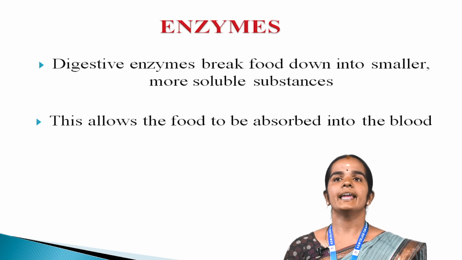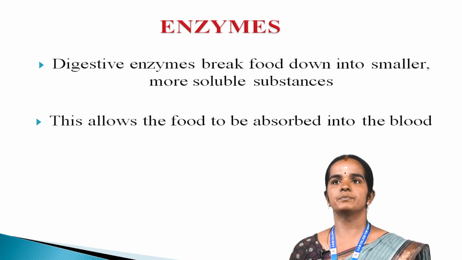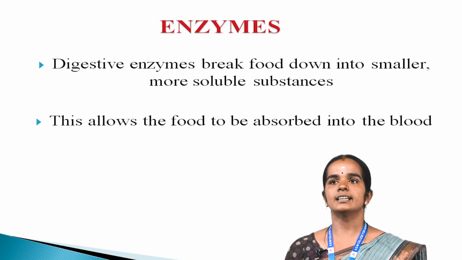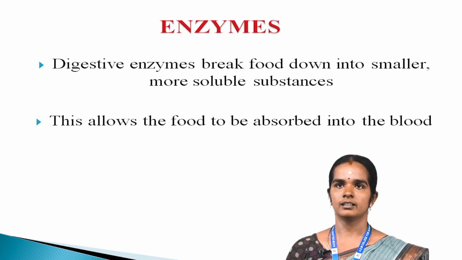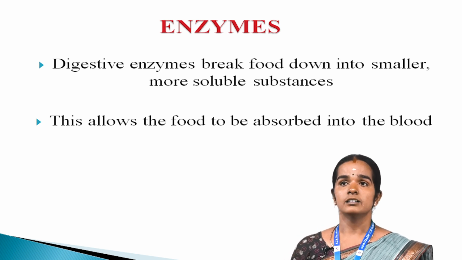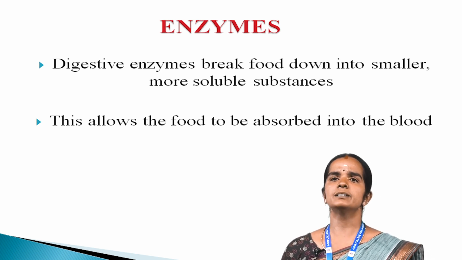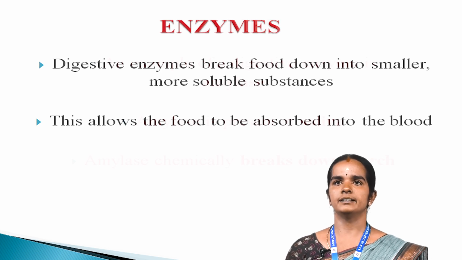Enzyme. An enzyme is a biological catalyst. A catalyst speeds up chemical reactions. Enzymes speed up biological reactions. All chemical reactions that take place in living systems require the action of an enzyme. Digestive enzymes break food down into smaller, more suitable substances. This allows the food to be absorbed into the blood.